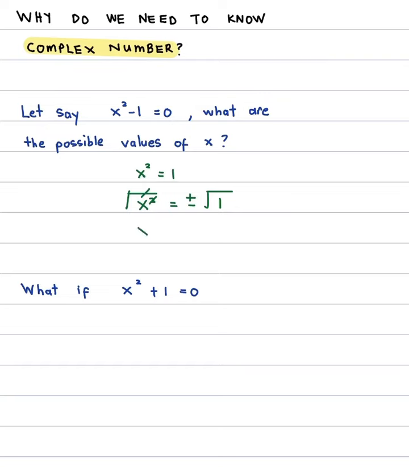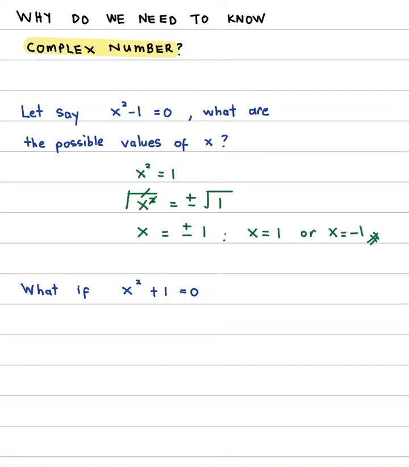So if you solve for this, you will get x is equivalent to plus minus square root 1, which basically is just going to give you 1. So you're going to have plus minus 1. So the possible values of x are x equals 1 or x equals negative 1. So basically that is your answer.